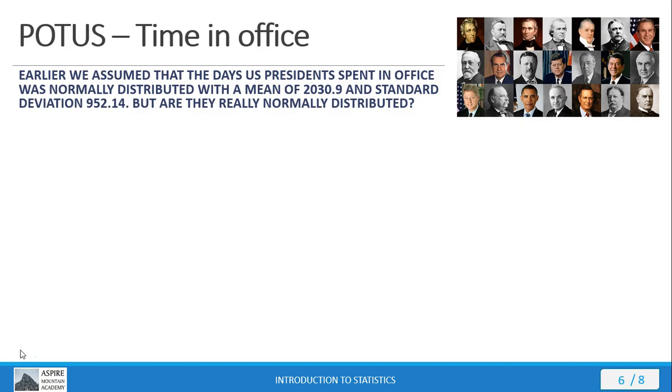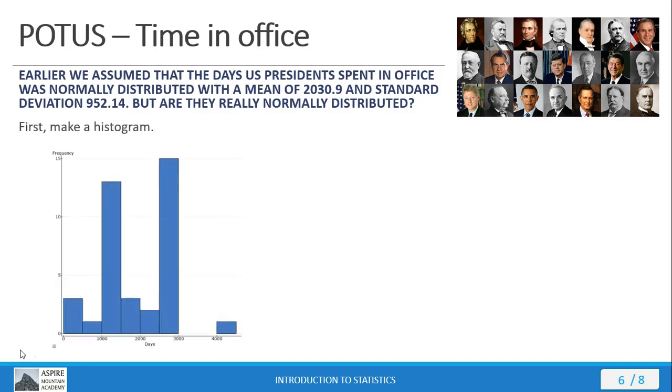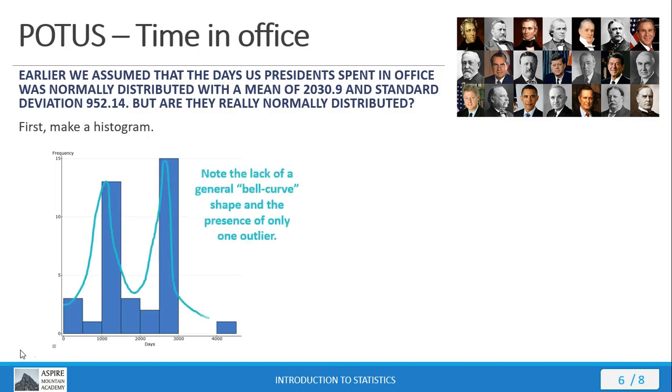Okay, let's see how well you did with this. So first thing we're going to do is make a histogram. So here's our histogram, and wow, yeah, definitely not a bell-shaped curve that we're looking at here. So we do have only one outlier, but that shape of the distribution is not what we're going to say conforms with a normal distribution. So if we want, we could stop right here and say we're not normally distributed.